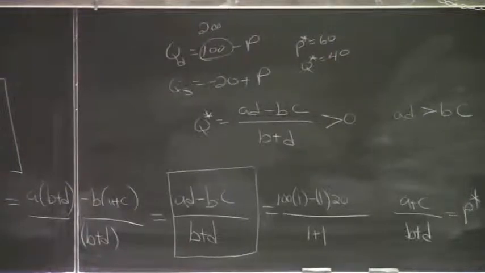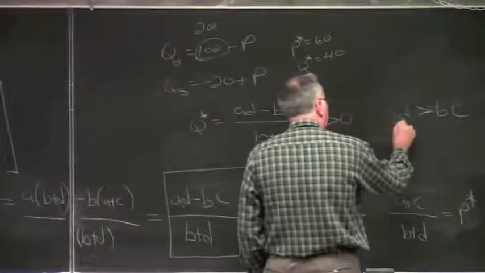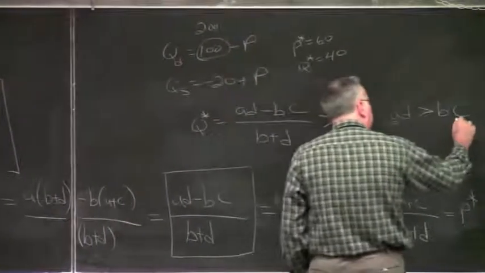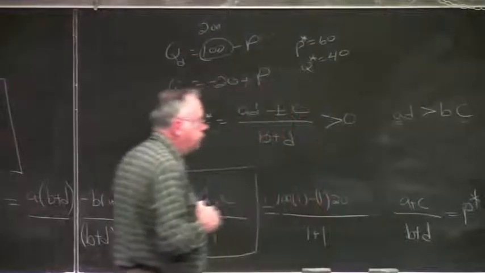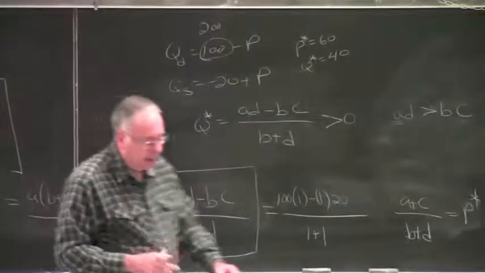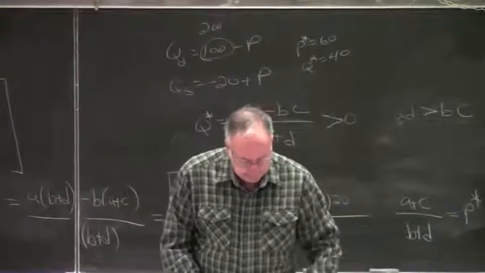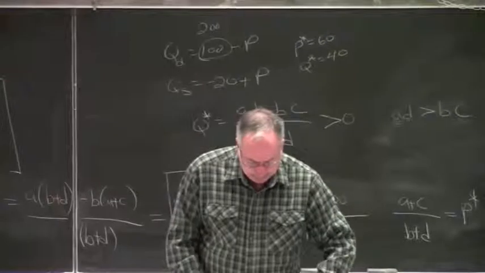Now, typically, this parameter A will be bigger than C. So generally, this will be satisfied. But there are cases where it might not be satisfied. Let me just make up an example where it's not satisfied, where the equilibrium quantity is not actually positive. Consider this case right here.